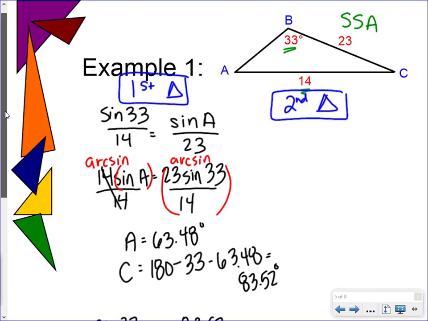In order to find my second triangle, this is what I need to do. I've got to go to the very first angle that I found. What was the very first angle that I found in my other work? 63.48. Find the supplement to that angle. Do not go to the second angle that you found. That's not the angle that we're talking about. Go to the first angle that you found. So our first angle was 63.48. If a second triangle exists, then angle A will be the supplement to 63.48.